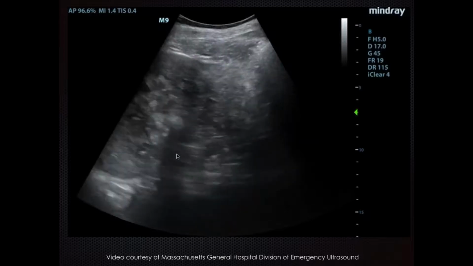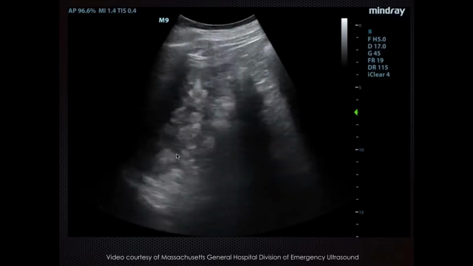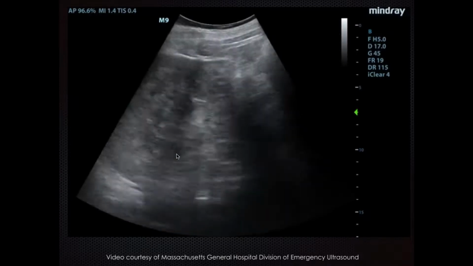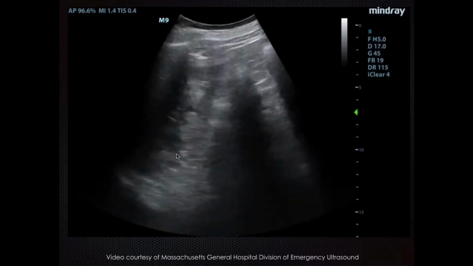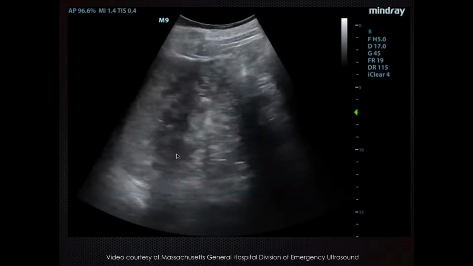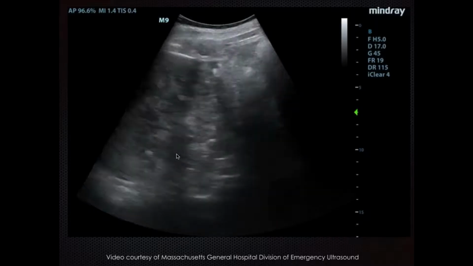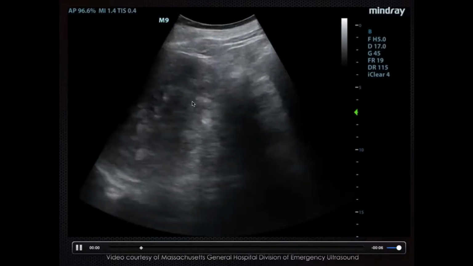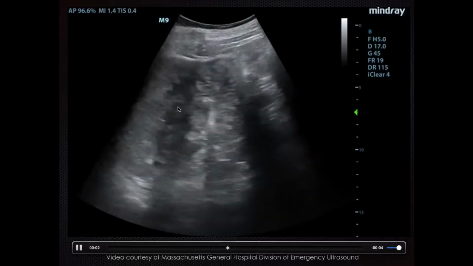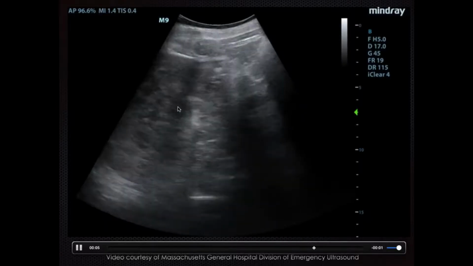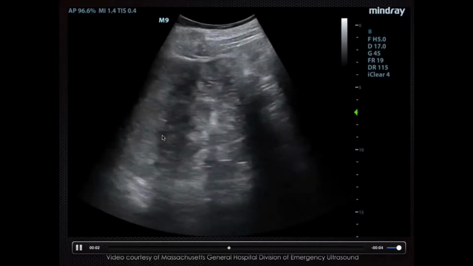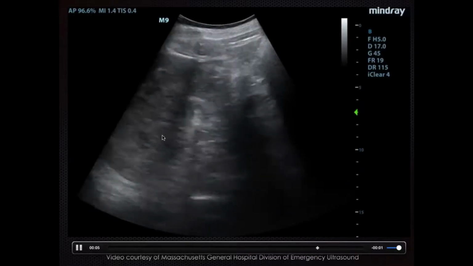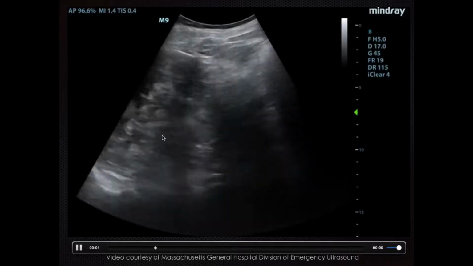So sometimes when you are scanning the left upper quadrant, you might come across very unusual findings. This is a scan from a 74-year-old female from India. Her left upper quadrant looks like this. What we see here is a very heterogeneous looking, mobile structure. Really, what might be the problem in this patient?